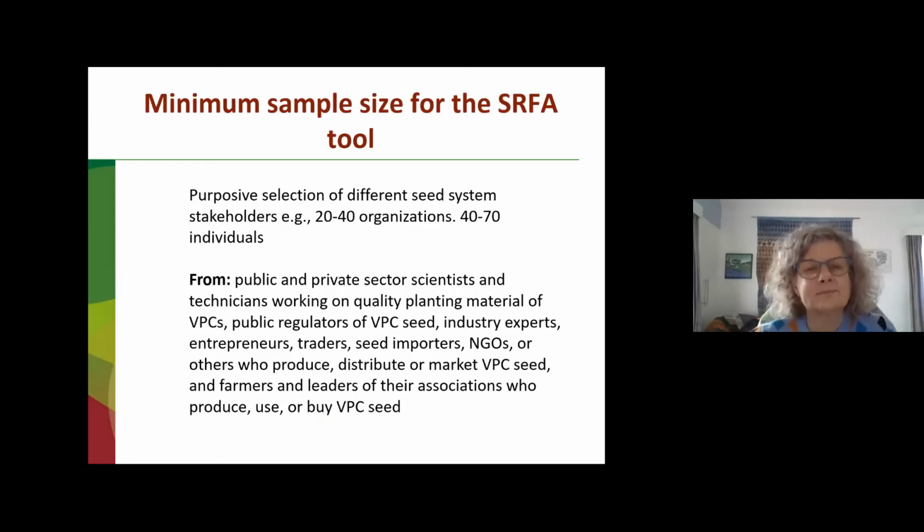For this tool, we purposefully select different seed system stakeholders. When using this tool, we've often started with the multi-stakeholder framework to understand the different types of seed system stakeholders in a country, and then selected from those different organizations and individuals to interview. So this can include around 20 to 40 organizations, ranging from regulatory bodies, policy departments in ministries, through to NGOs.